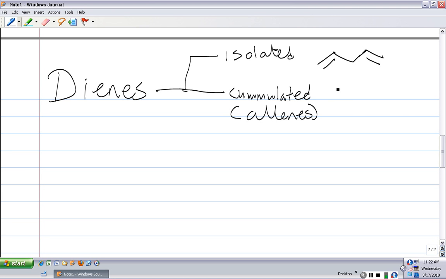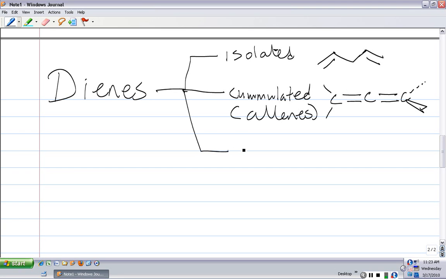And you've actually seen these already. A cumulated diene is one in which I have a dienyl entity, but the geometry is such that one terminal vinylic carbon is in the plane, say, of the board, and the other one is perpendicular to that plane. And if you look at the cumulated diene, what you have, in fact, is two terminal sp2 hybridized carbons and one central sp hybridized carbon.